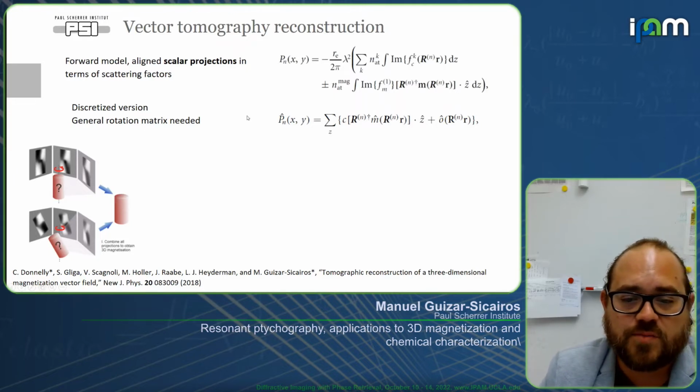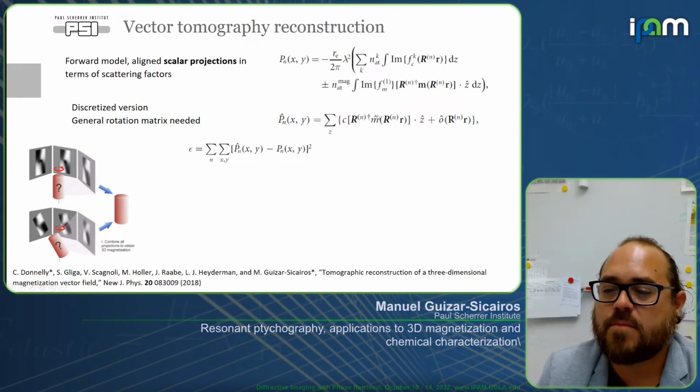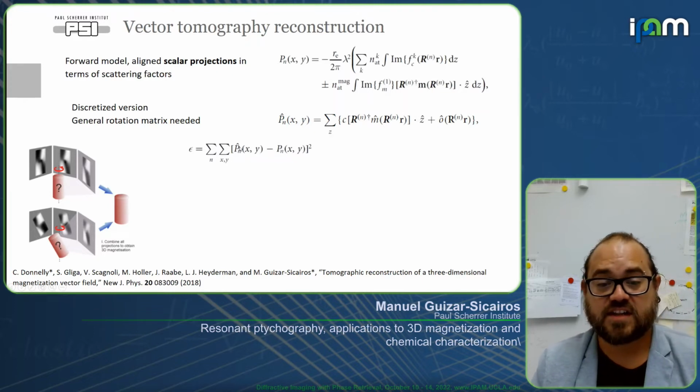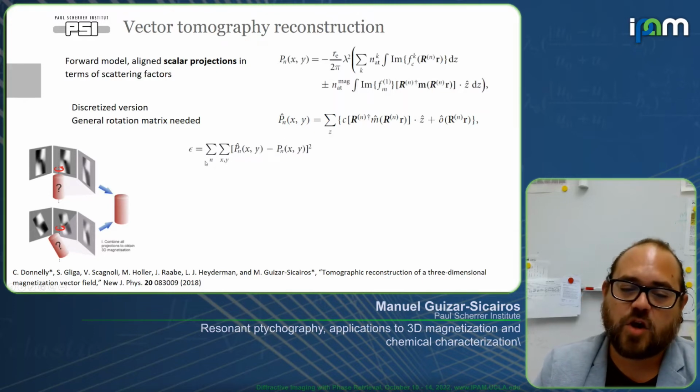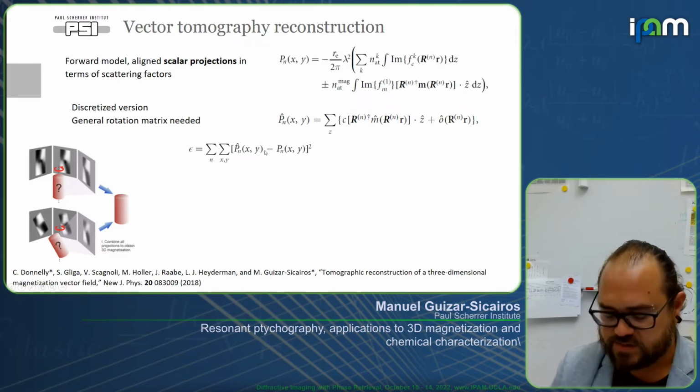So now that we have the forward model, we can establish an error metric. What we want is to find M and O such that we minimize the difference between this projection and the measured projections, or the synthetic projections. We add over all projections and all pixels, and we want to drive this error metric as close to 0 as possible.